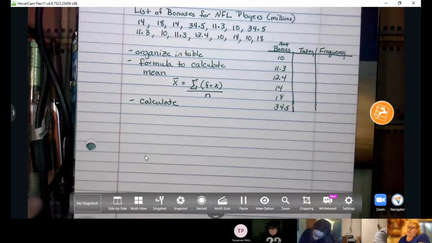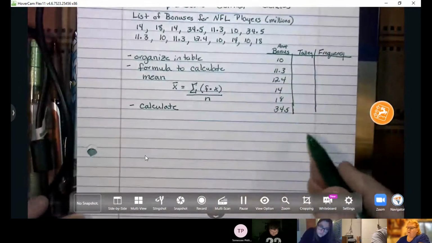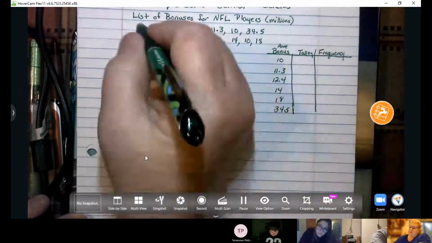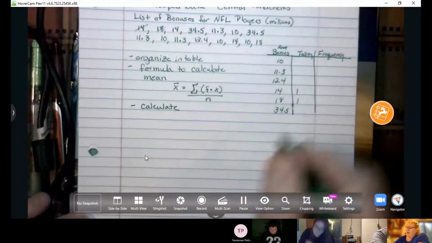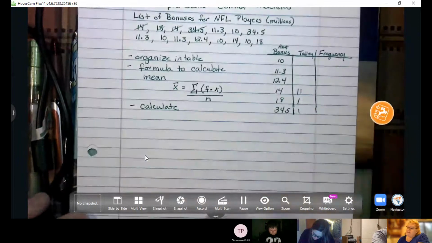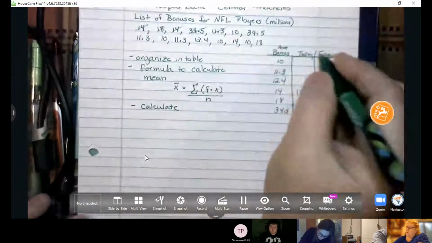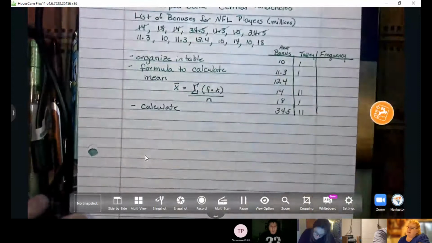And then to kind of help us organize this data, we're going to make little tally marks as we go through the list of data and we record it in the table. So when we record 14, we put a tally mark. When we record 18, we put a tally mark. There's 14 again, so it has another tally mark. 34.5, we have a tally mark. 11.3, a tally mark. 10, a tally mark. 34.5, a tally mark.